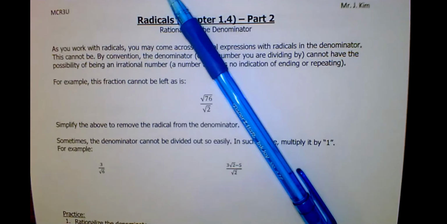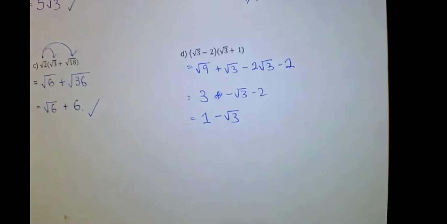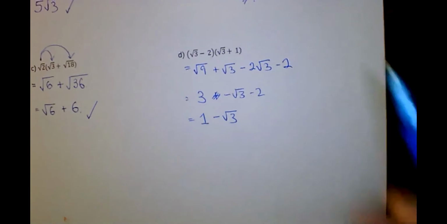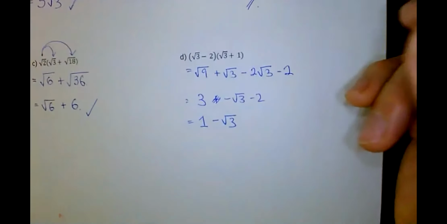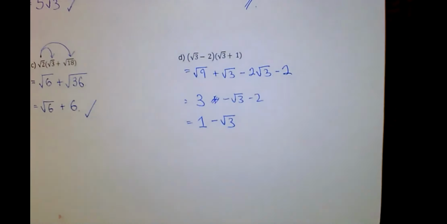Mr. Kim, was the answer to D 7 minus root 3? Not 7. Oh, I didn't square root it. Okay, that's my bad. Oh, I see what's happened. Mr. Kim, why does the 3 go to a 1? Oh, never mind. I understand.